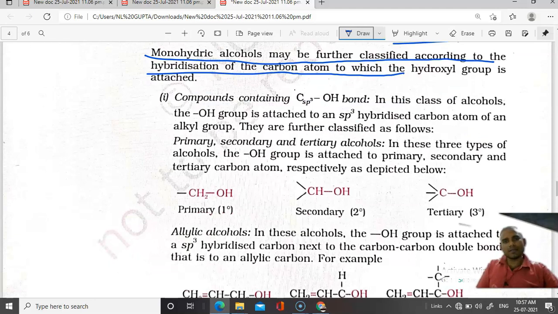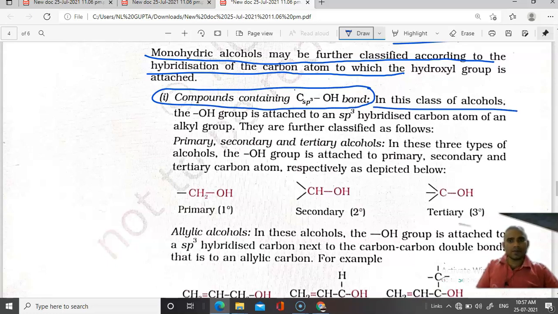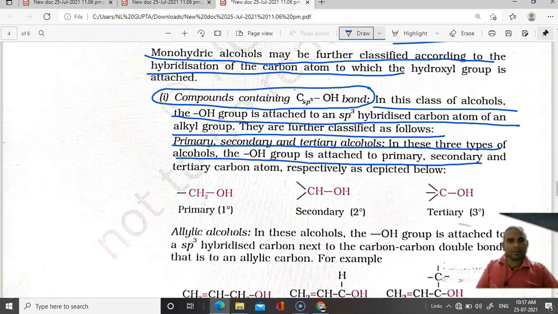The first one is C(sp3)-OH bond. In this class of alcohol, the OH group is attached to an sp3 hybrid carbon atom of an alkyl group. They are further classified as follows: primary alcohol, secondary, tertiary. So in these types of alcohols, the OH group is attached to a primary, secondary and tertiary carbon atom respectively.